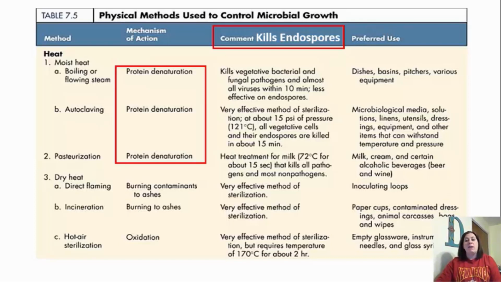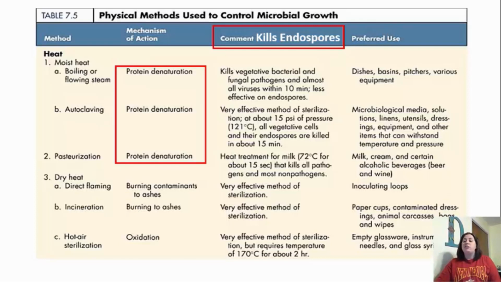Autoclaving is a very effective method of sterilization at about 15 psi of pressure. This can bring the temperature up to 121 degrees Celsius. This will kill all vegetative cells, and their endospores are killed in about 15 minutes. So if you're going to use one of these methods, autoclaving might be the better method versus boiling. Pasteurization is a heat treatment for things like milk. It brings it to 72 degrees Celsius for about 15 seconds and kills all pathogens and most non-pathogens, those that are responsible for spoilage. But you'll notice it does not talk about endospores.